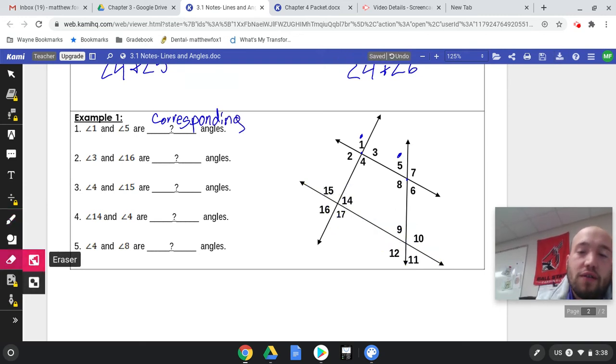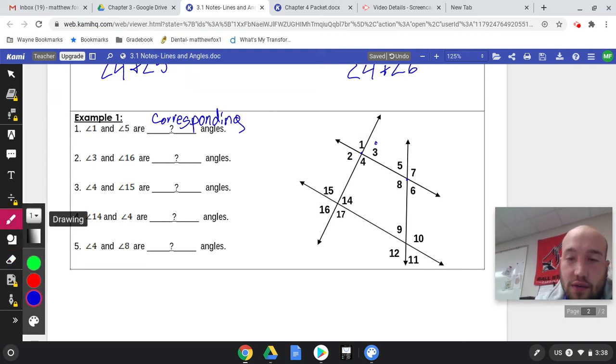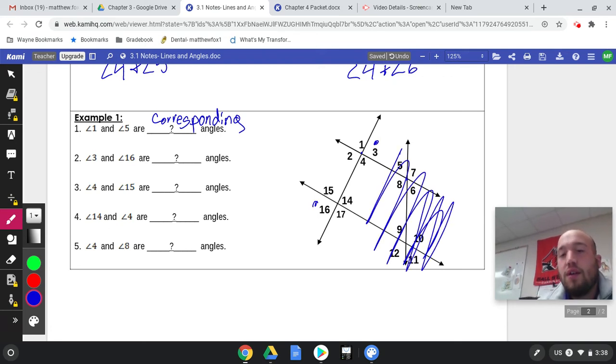All right, so now the next one. I am doing angle 3 and angle 16. So 3 is here, 16 here. Once again, I don't care about any of this for this one. Only these two lines that are cut by this transversal. So 3 and 16, if they got smashed together, they'd both be on the outside. So they are exterior, and you see how 3 is on this side of the line, 16 is on this side. So they are alternate exterior. I'm going to abbreviate that ALT for alternate, and then EXT for exterior.